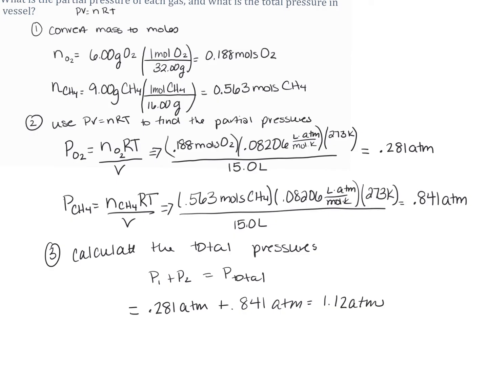Honestly, I don't like to have favorites in chemistry, but Dalton's law of partial pressure is kind of my favorite. I think it's a very kind of neat phenomenon.